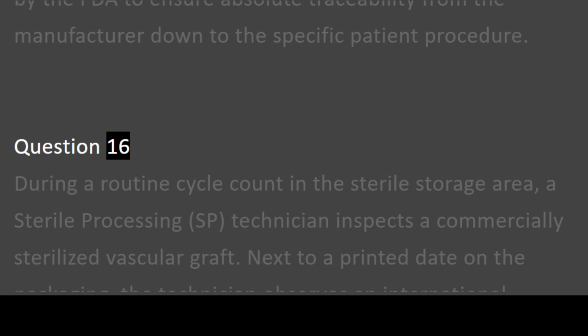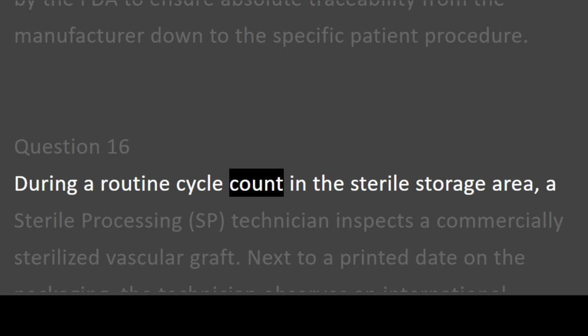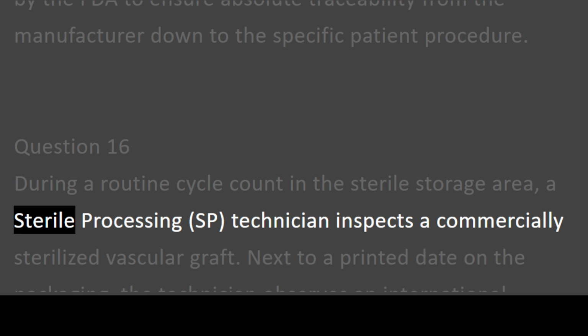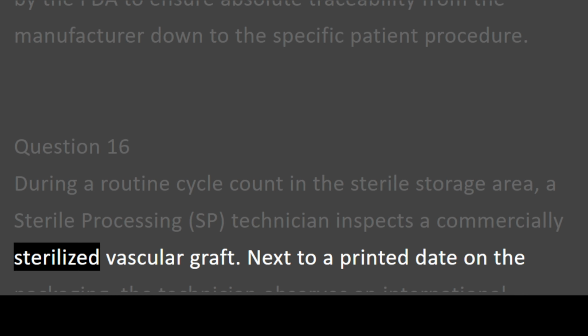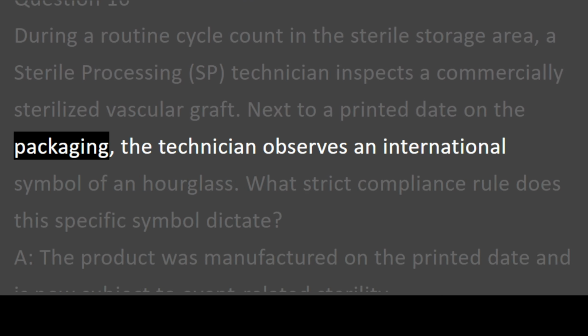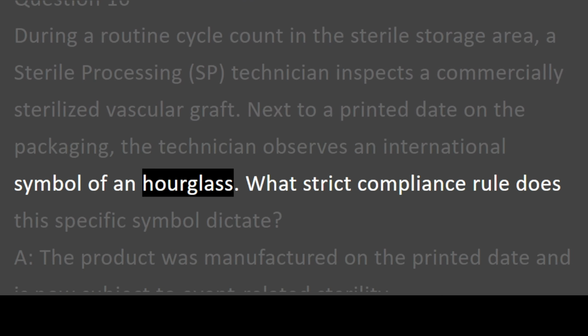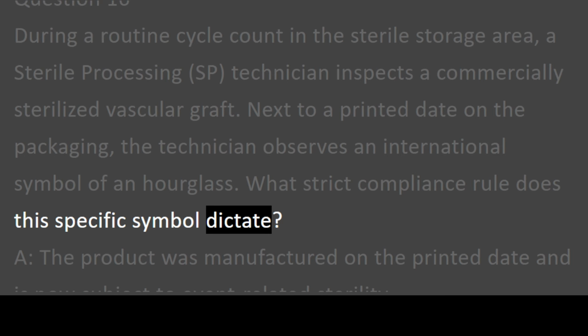Question 16. During a routine cycle count in the sterile storage area, a sterile processing, SP, technician inspects a commercially sterilized vascular graft. Next to a printed date on the packaging, the technician observes an international symbol of an hourglass. What strict compliance rule does this specific symbol dictate?